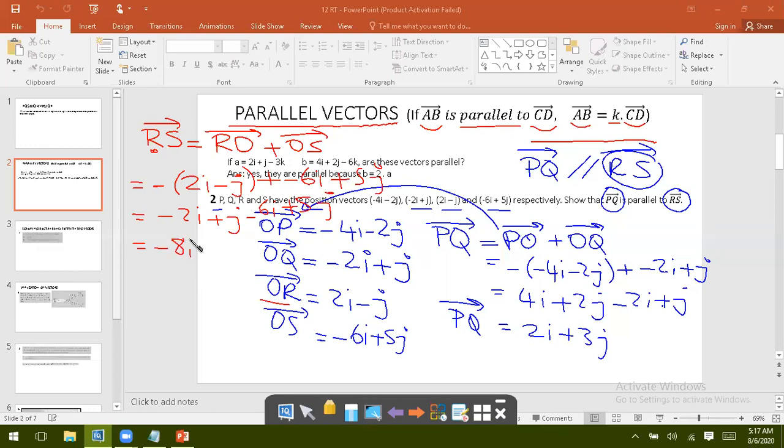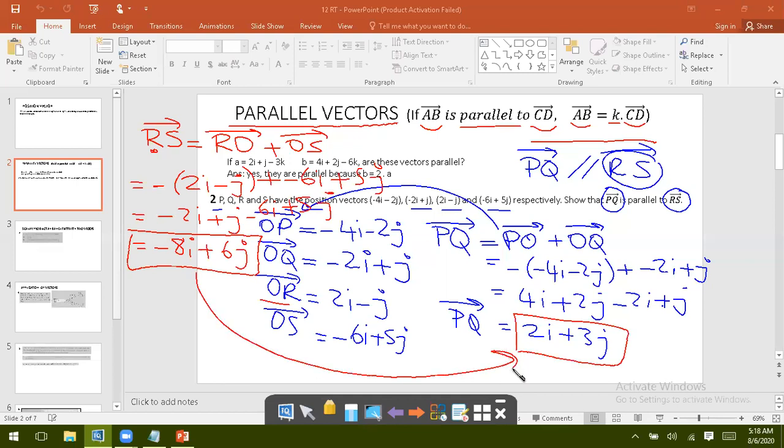Where did we make a mistake? There is a mistake here. It's supposed to be negative 6J. Are they parallel? Oh, they are not parallel. Are they parallel? The position vectors should show that PQ is parallel to RS.